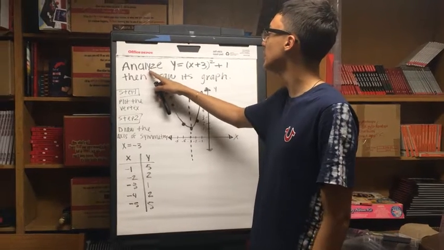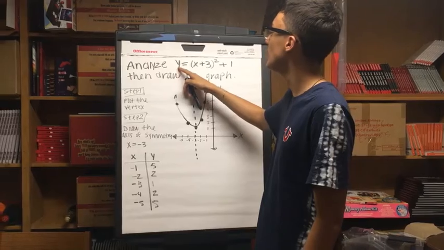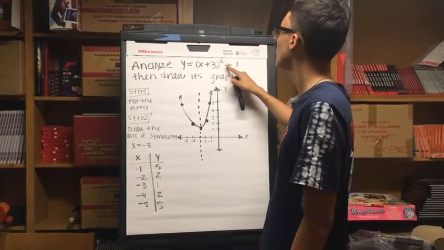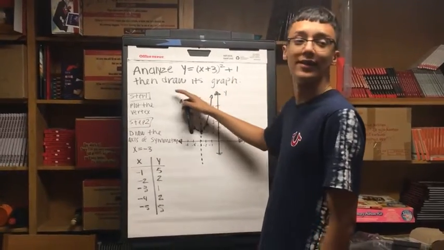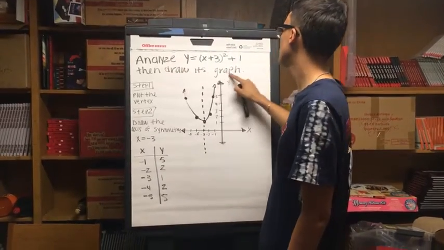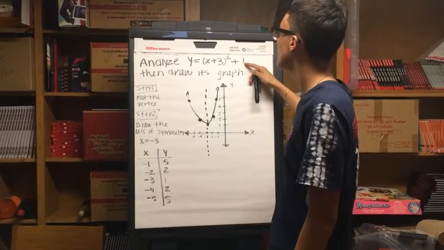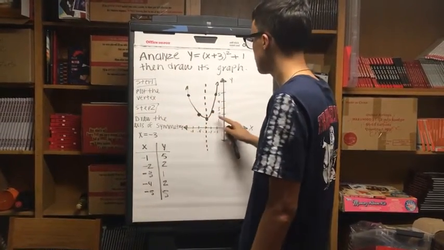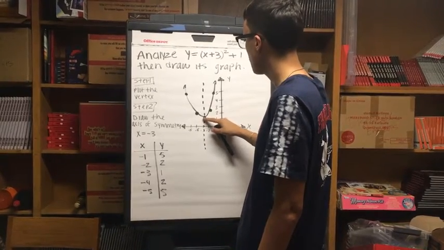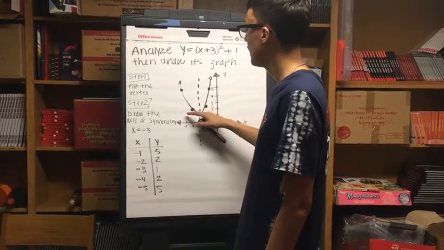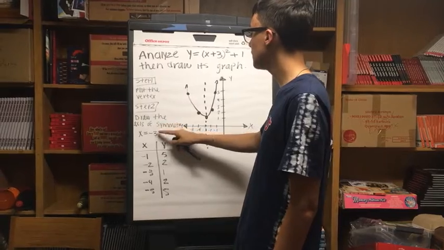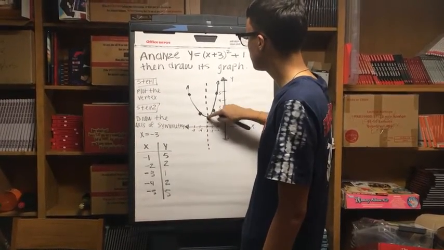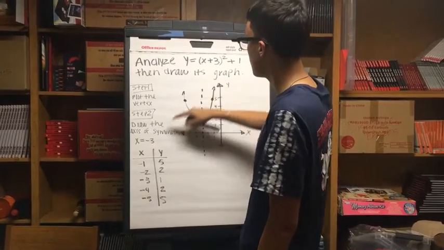So I'm going to analyze the equation y equals (x plus 3) squared plus 1. Then I'm going to draw the graph for the equation. Step 1 is to plot the vertex, which is -3 and 1, this point. And then I'm going to draw the axis of symmetry, x equals -3, and make a line to show where it's at.